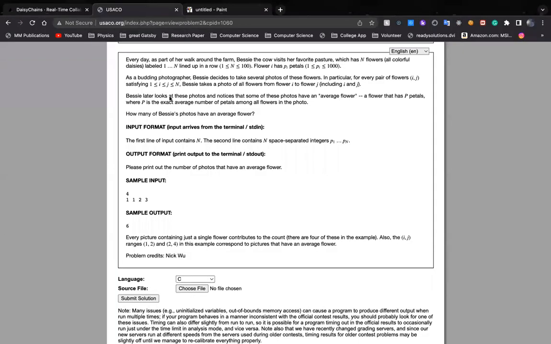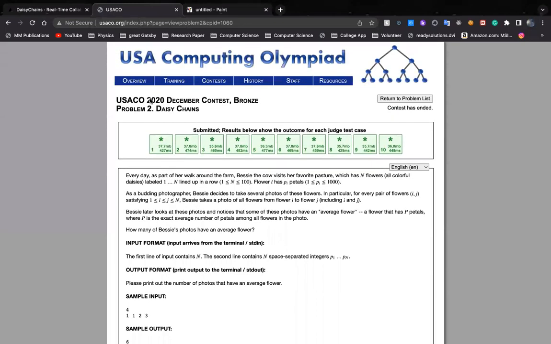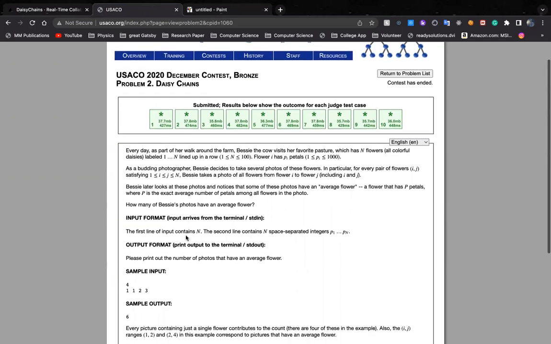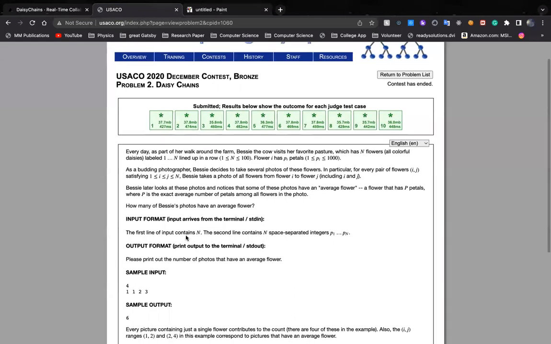So today we'll be going over the Daisy Change USACO 2020 December contest problem number 2, which is Daisy Change. Over here, I've already done it, and I just want to go over my solution.